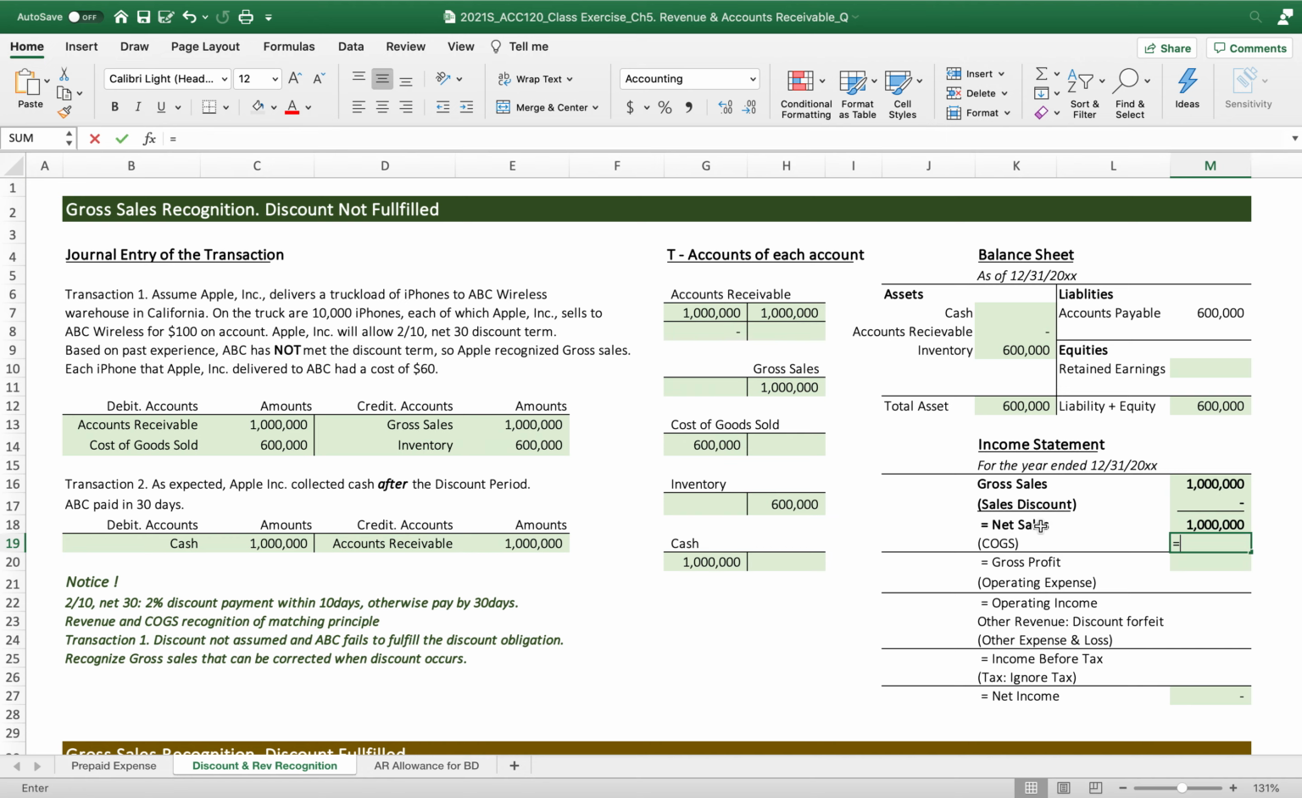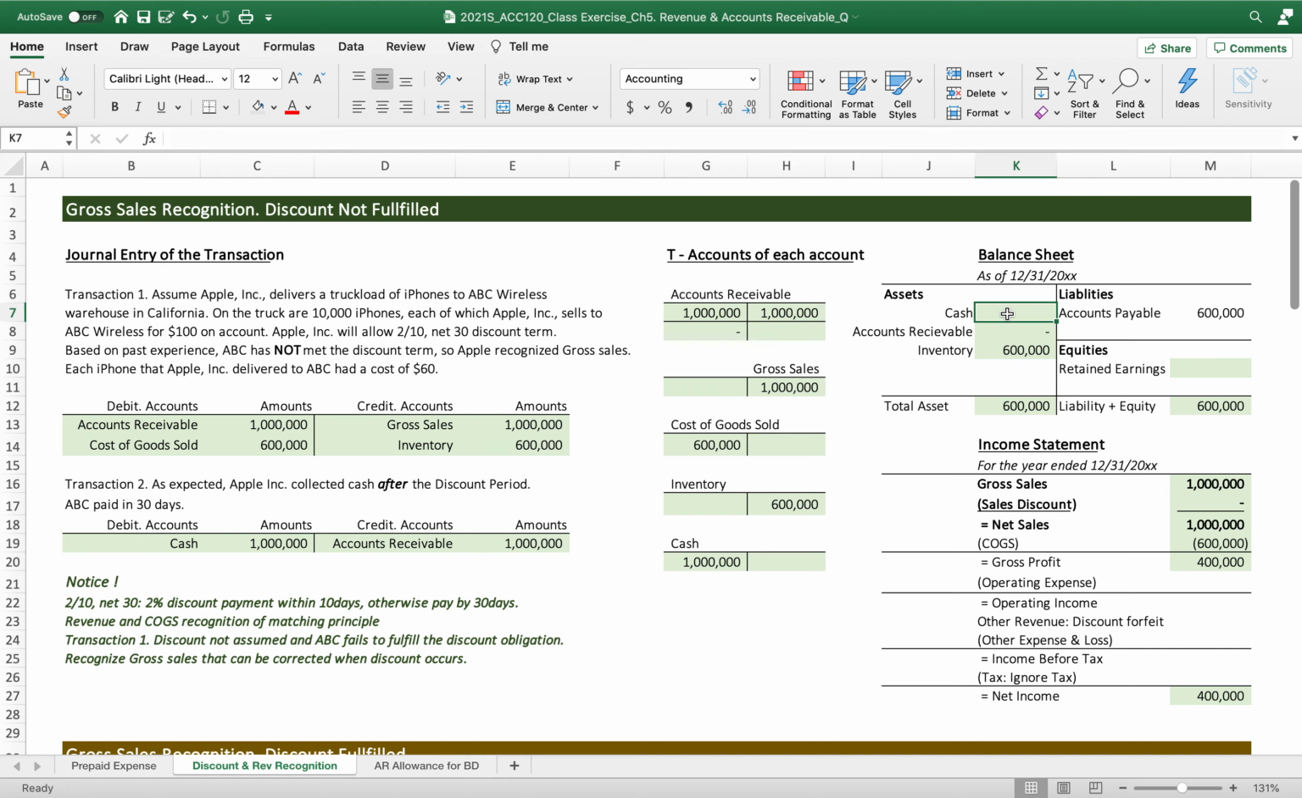And then cost of goods sold, here we go, is an expense. You have to remember this expense or cost is negative in the income statement, so we record it as negative. Parentheses mean negative. So the gross profit is $1 million minus $600,000, which is $400,000. We don't have any other transactions under this gross profit, so the net income is the same as gross profit, right?